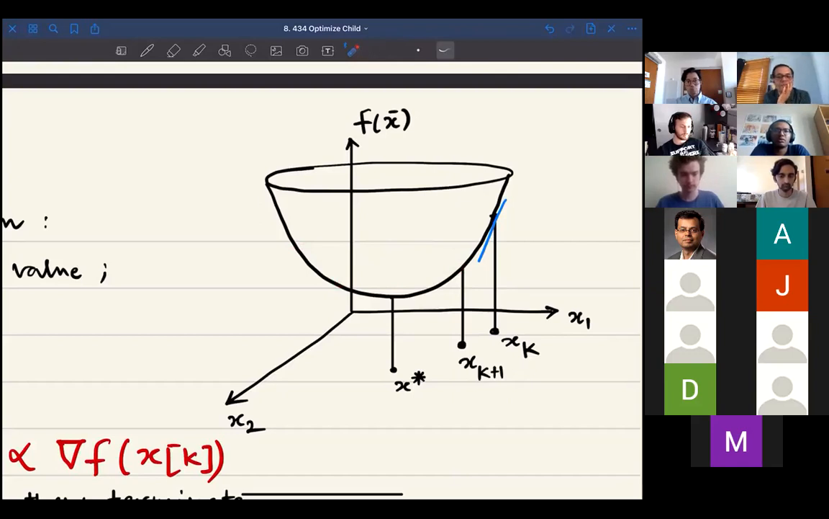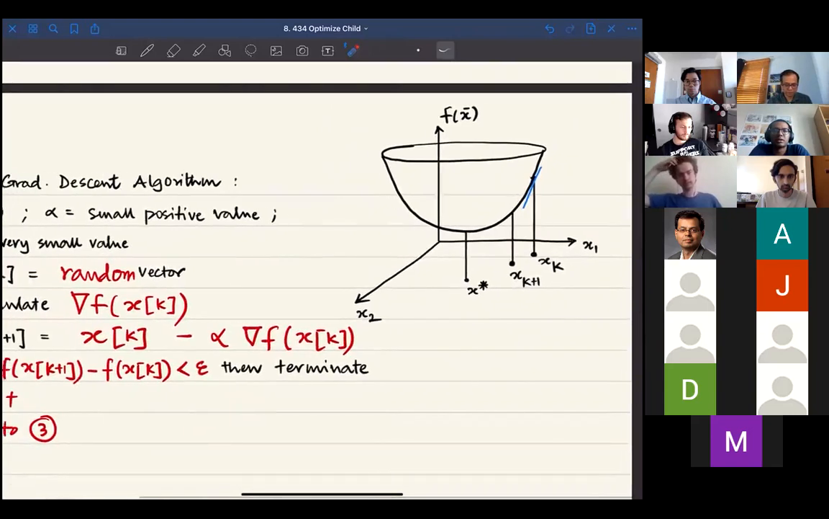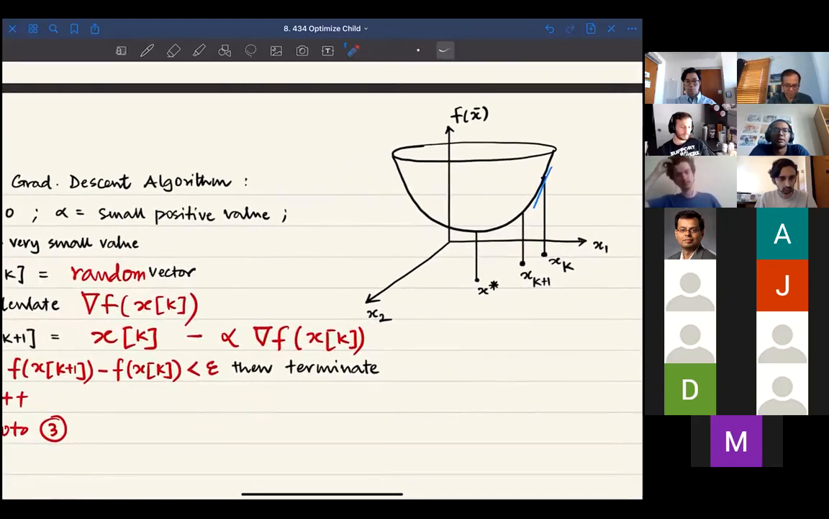Utkarsh, were we not using the gradient of f at x_k only for the direction? Or does the magnitude of that matter as well now? Oh, but look at this case, right? You're multiplying alpha with the gradient of f at x_k. It is a vector, right? So the magnitude would matter.